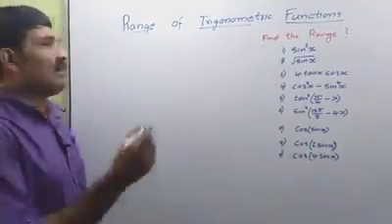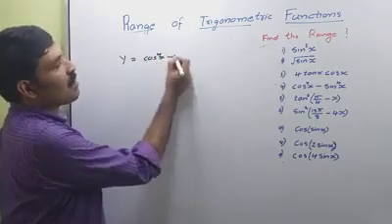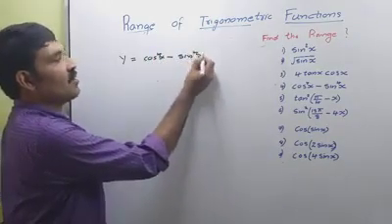Our fourth example, that is y is equal to cos raised to 4 x minus sin raised to 4 x.